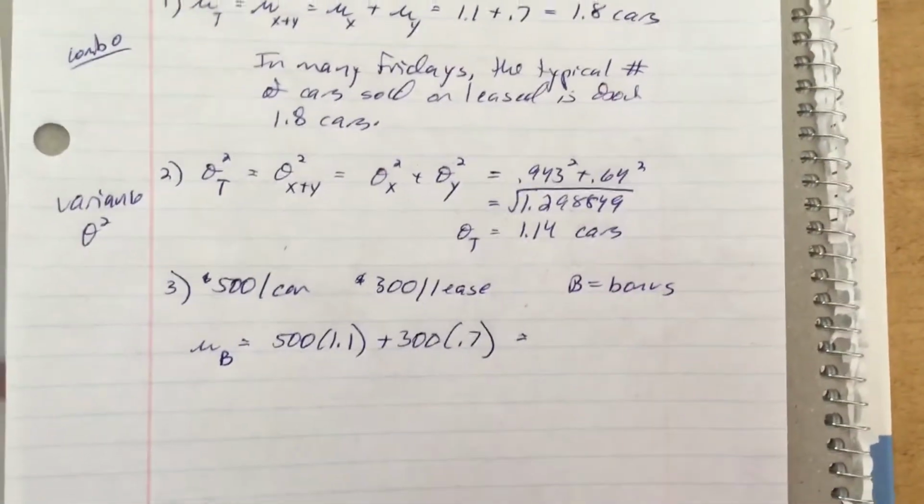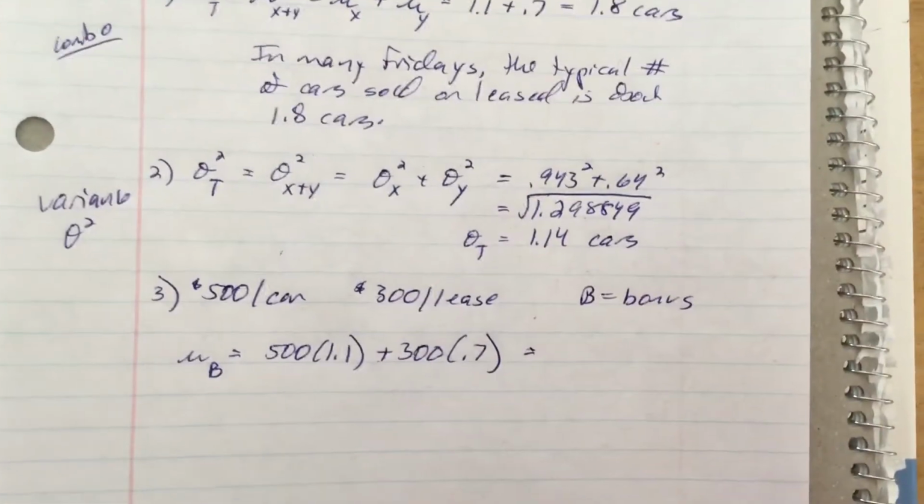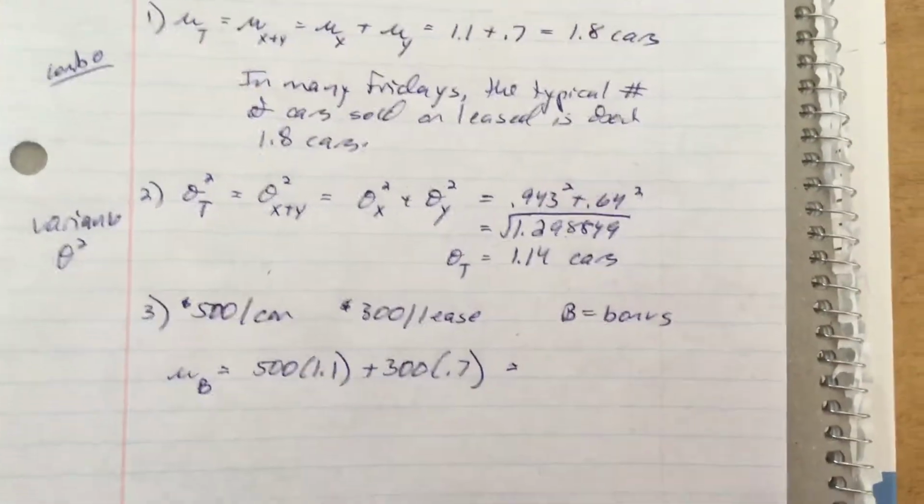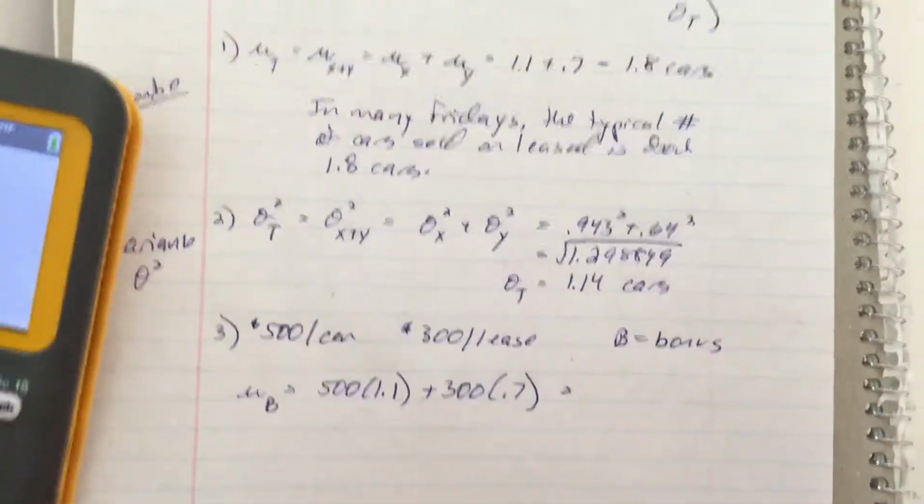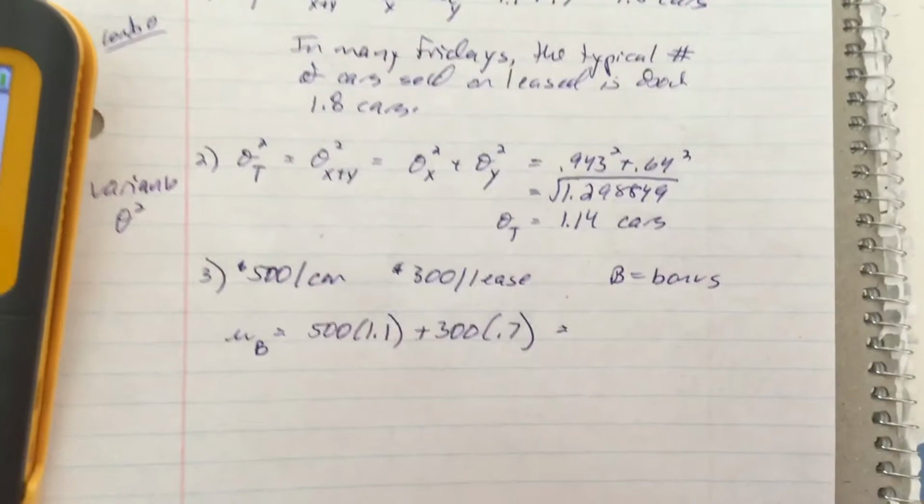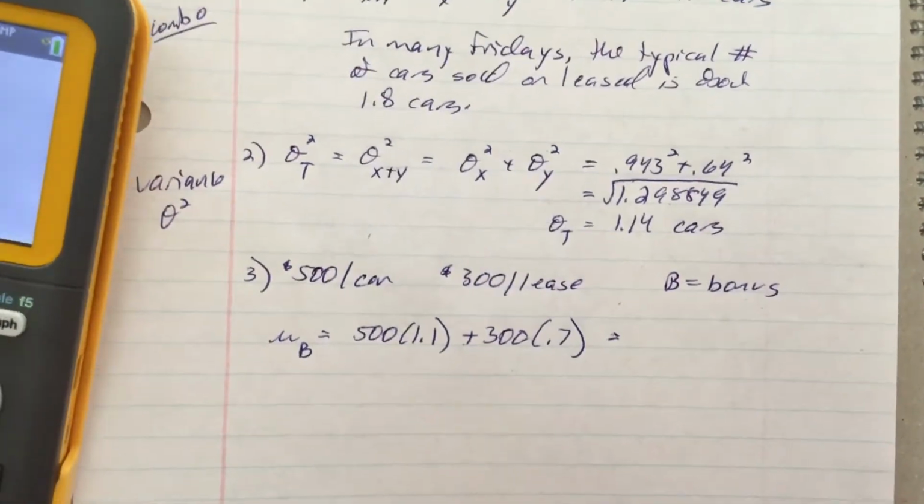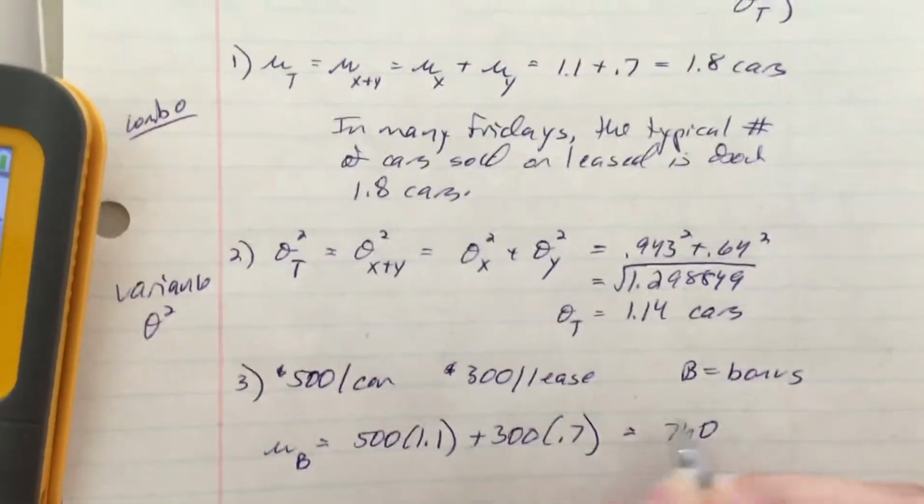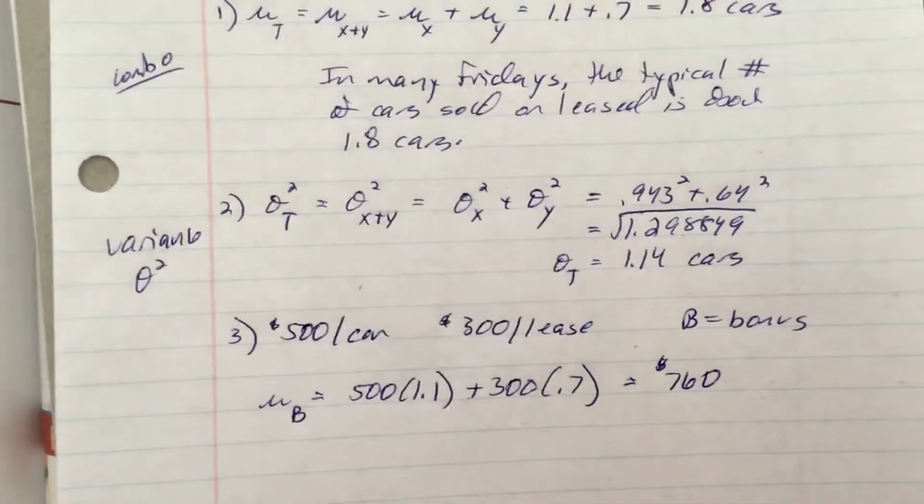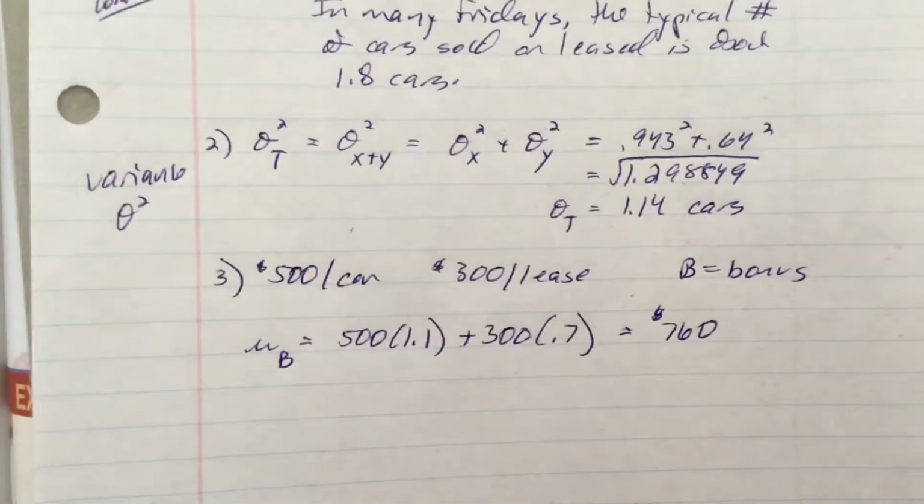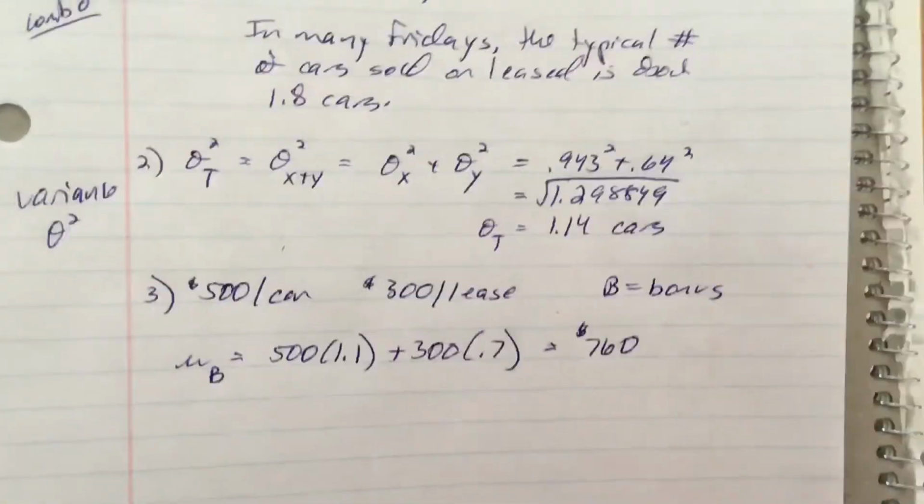So we throw that in the calculator. Oh shoot, I forgot to get the answer for that. Oops. You punch it right now. I will. 550 plus something. I don't remember what the other one was. 300 times 0.7 would be 210. So that's $760, okay? So that's the combined bonuses for leased and purchased vehicles.